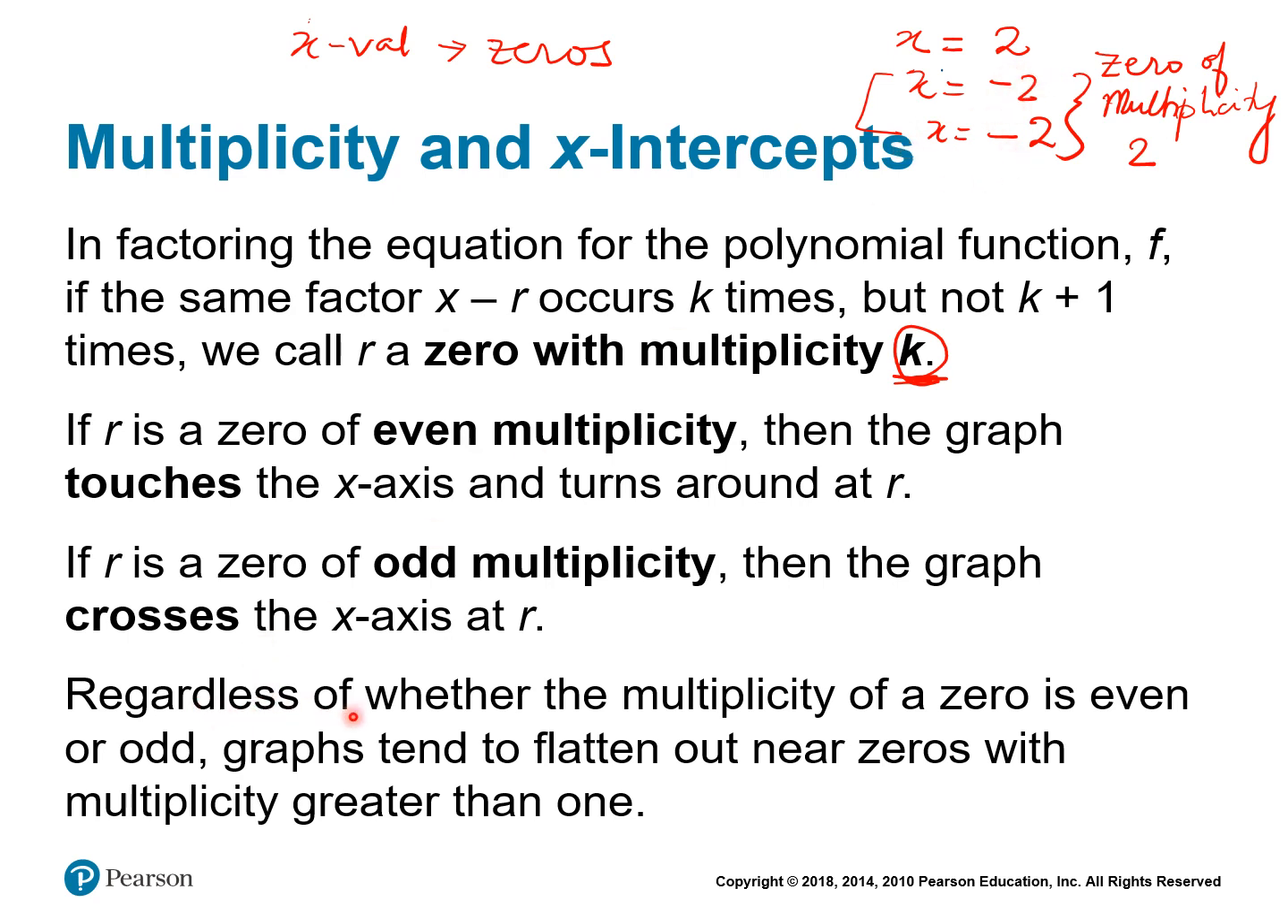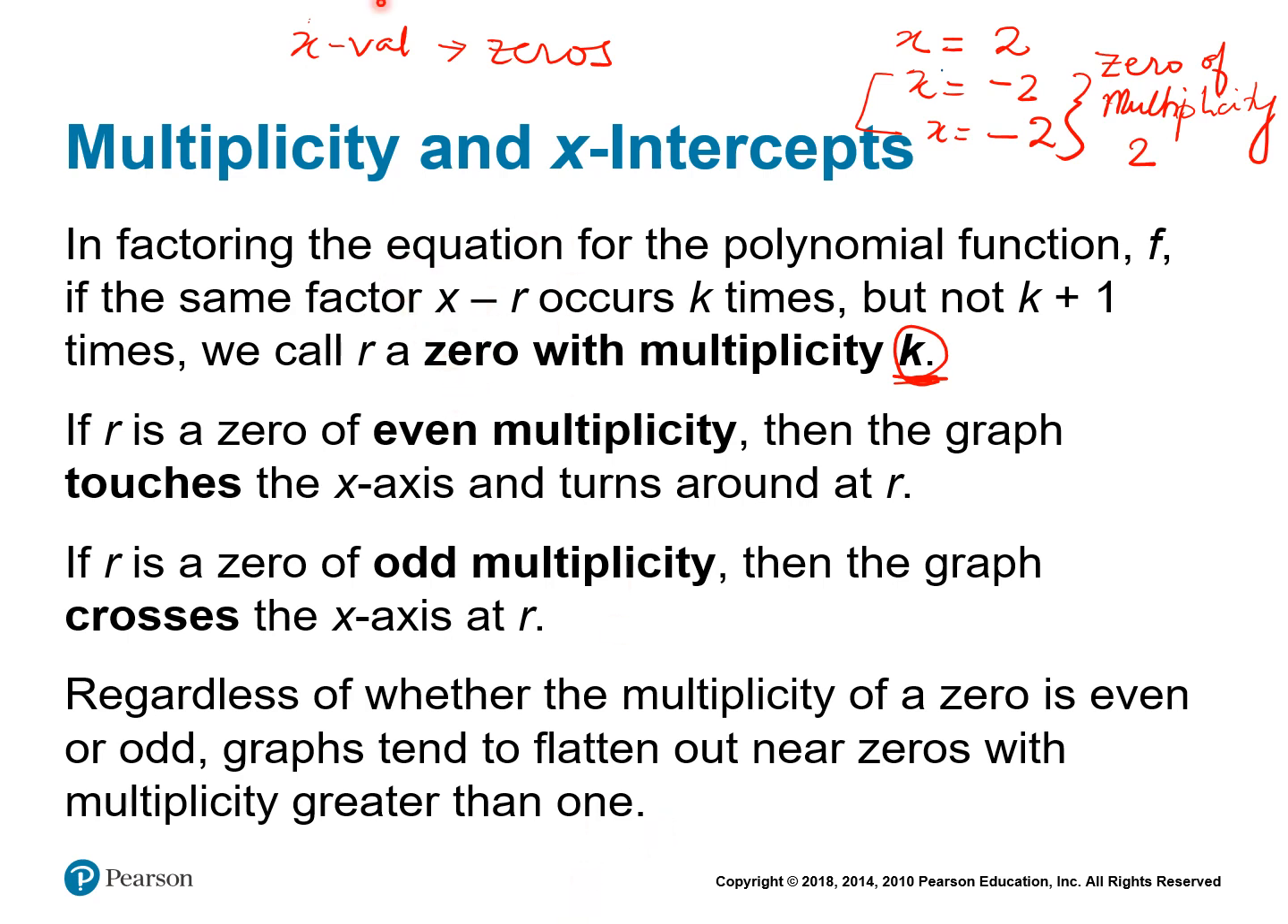So regardless of whether the multiplicity of a zero is even or odd, graphs tend to flatten out near zeros with multiplicity greater than 1. I think we'll go through an example of this either in this presentation or in a separate presentation, but let's see what the next slide says.